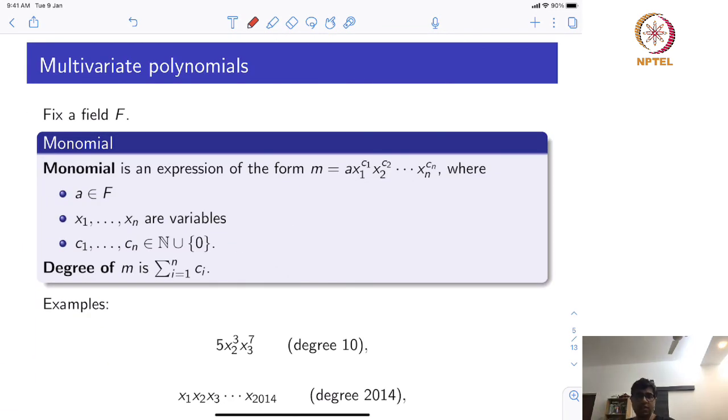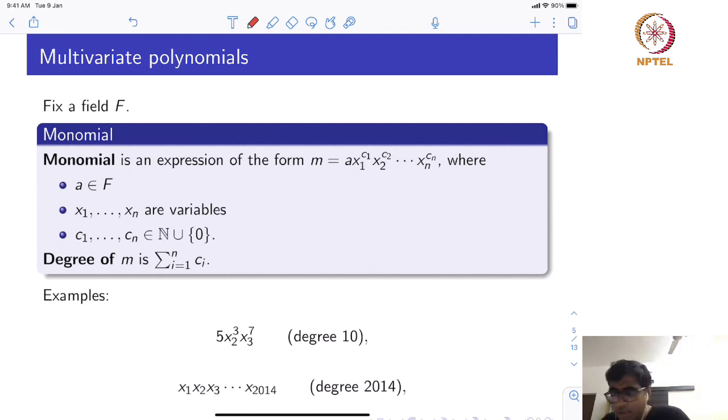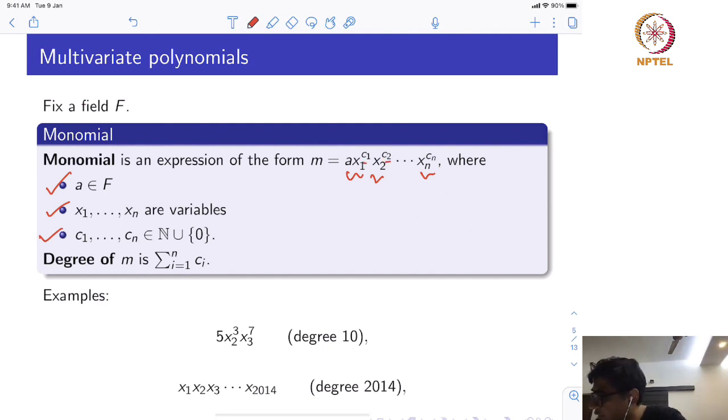Okay. So, another concept that I need is of multivariate polynomial. So, you fix a field f, then a monomial is an expression of the form a x1 to the power c1, x2 to the power c2, ..., xn to the power cn, where a belongs to the field, x1 to xn are variables, and c1 to cn are natural numbers union 0. So, then what is the degree of a monomial? You just sum the powers of these xi.